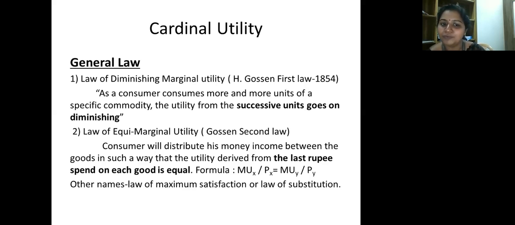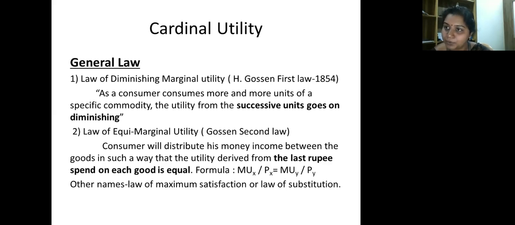And the next one is the law of equimarginal utility. Not much difference. In the law of diminishing marginal utility, you study one product, and in the law of equimarginal utility, you study more than one product. That is the difference. So the thing you have to focus on here is how a consumer will distribute his money income between goods, so that the utility derived from the last rupee spent on each good is equal. Why this is important is because you are consuming two products, not one product.